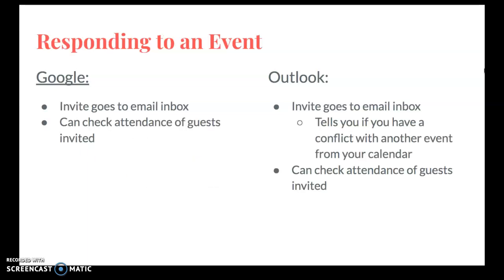Responding to an event, both Google and Outlook have the ability to respond to an event. Both of those invites go to your email inbox. You can check the attendance of your guests for both of those. The only difference I found was that Outlook tells you right there in your email inbox if you have a conflict with another event in your calendar, which can be kind of handy. But for me, I don't use my Outlook calendar. I use Google, so the conflicts, it always tells me I don't have a conflict, which is kind of inconvenient.